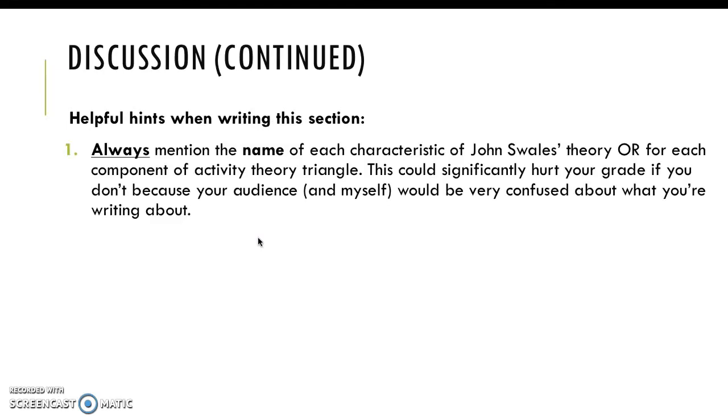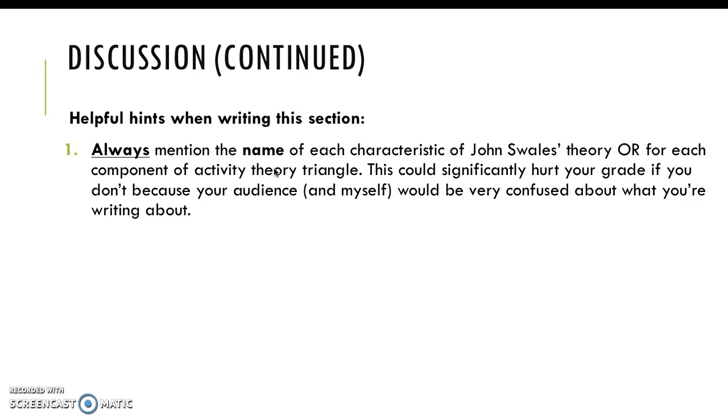Helpful hints with this section: always mention the name of each characteristic of John Swales's theory or each component of the activity theory triangle. Some of the characteristics for John Swales are genre, lexis, levels of expertise. Make sure you're using those words. Or activity theory mentions tools, division of labor, subject. Make sure you're using those words. That could significantly hurt your grade if you're not, because I won't be sure what examples belong to what, and it's also just not very audience aware. It's very confusing to your audience.